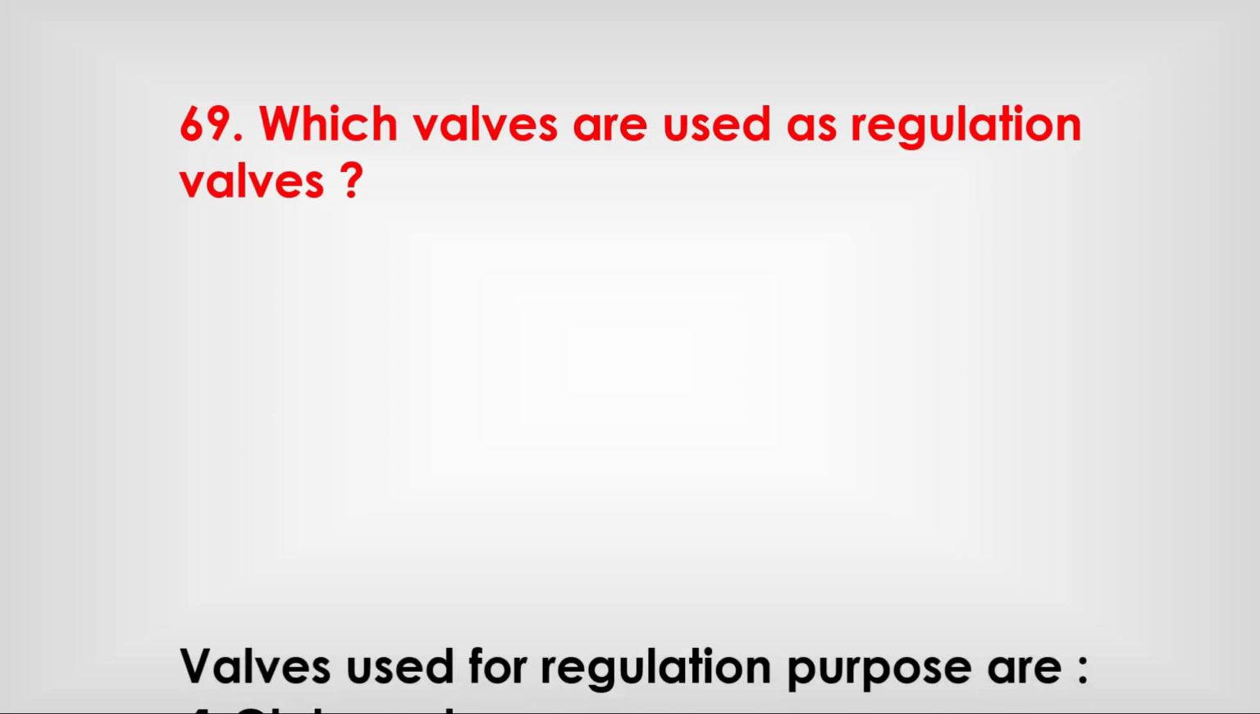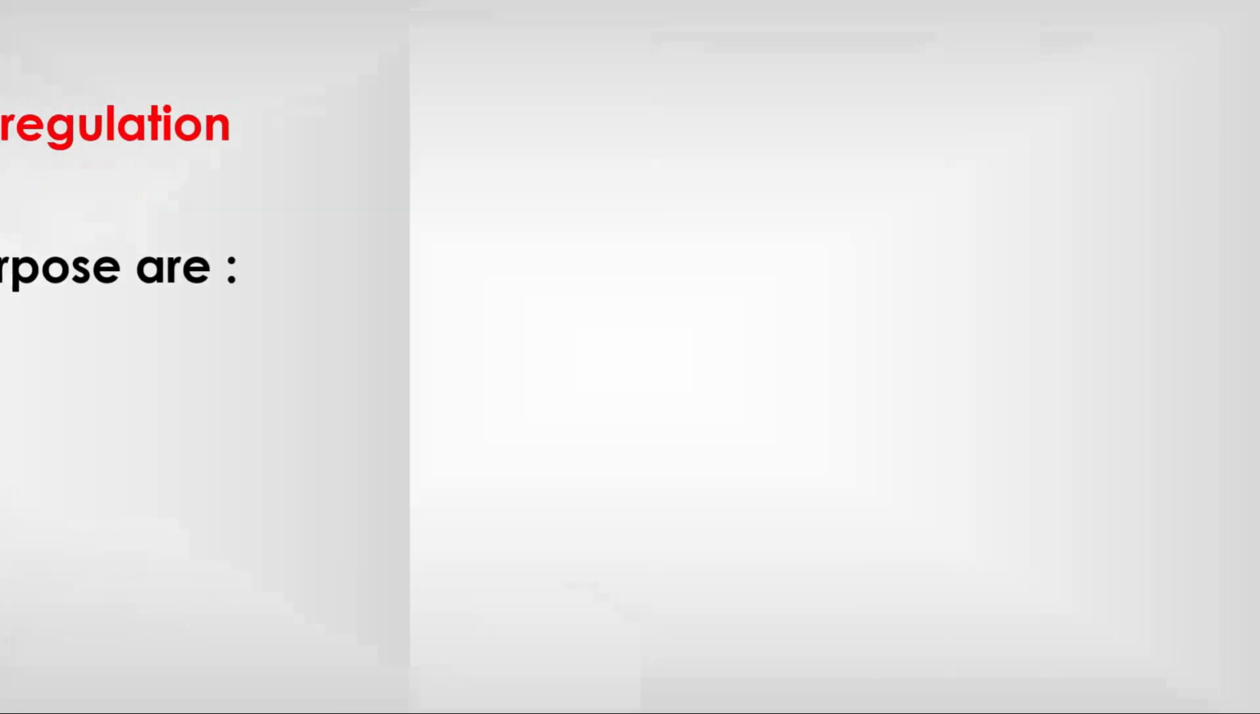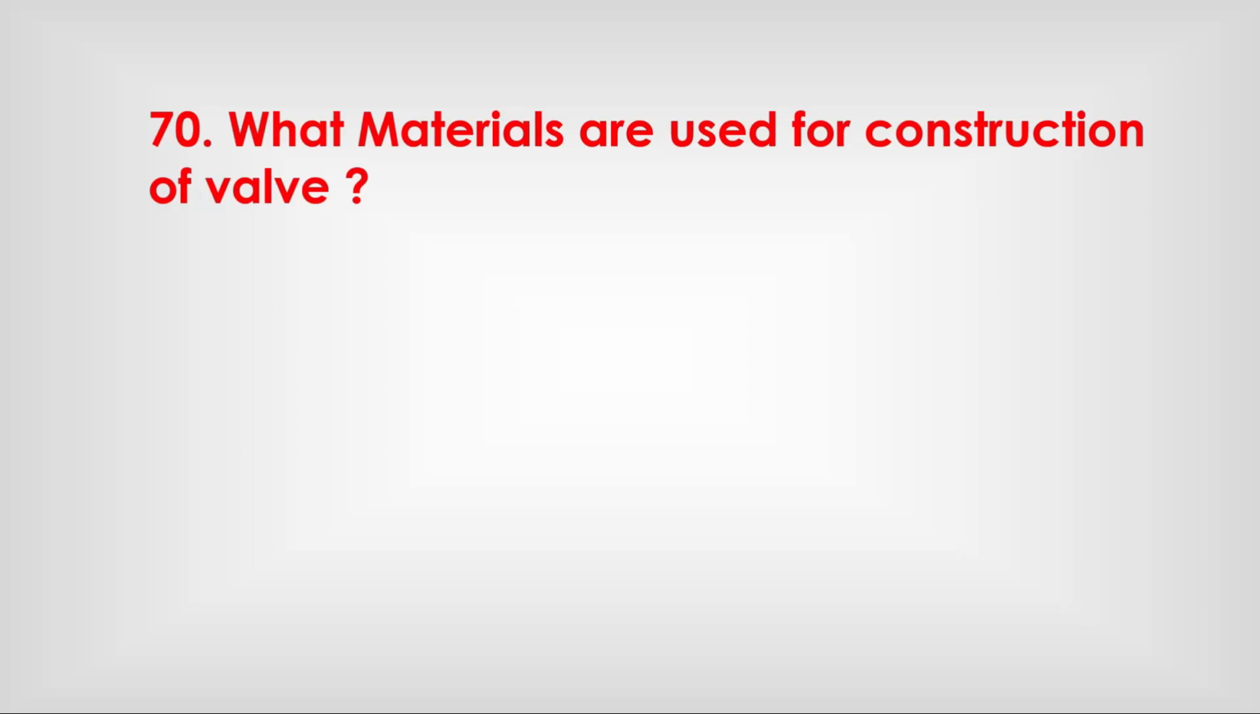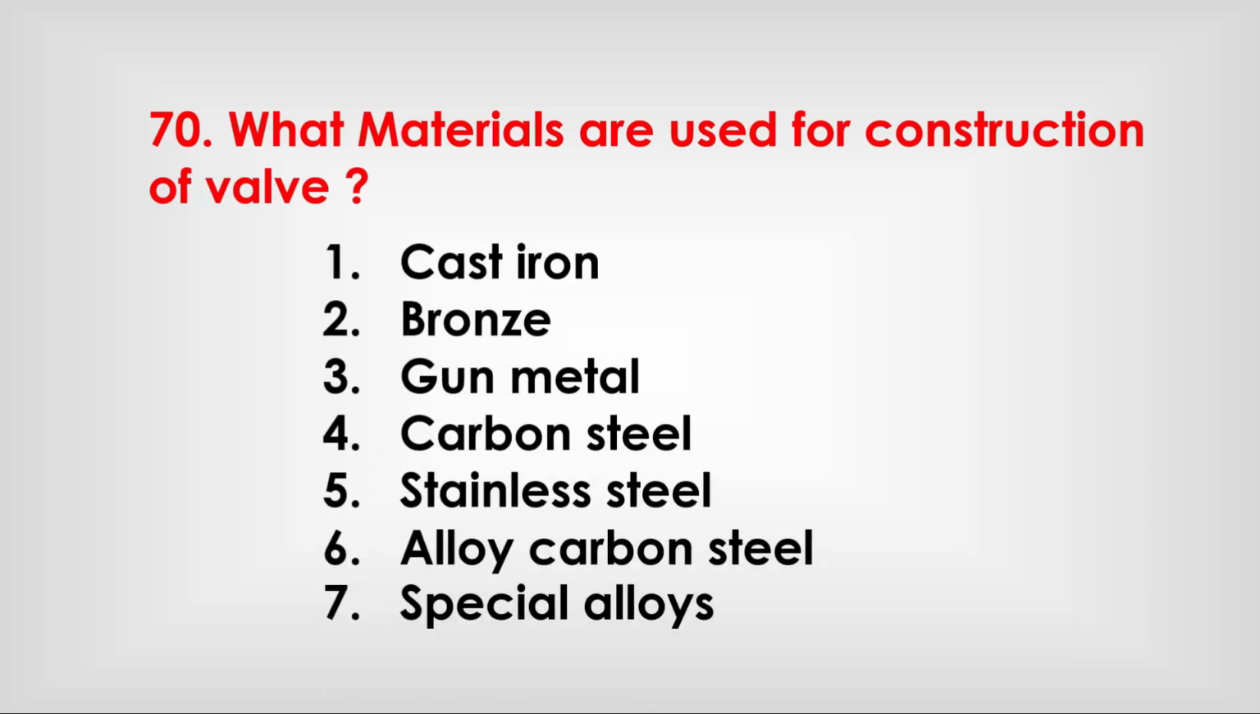Which valves are used as regulation valves? Globe valve, needle valve, piston valve, diaphragm valve, butterfly valve, pinch valve. What materials are used for construction of valves? Cast iron, bronze, gunmetal, carbon steel, stainless steel, alloy carbon steel, special alloys.